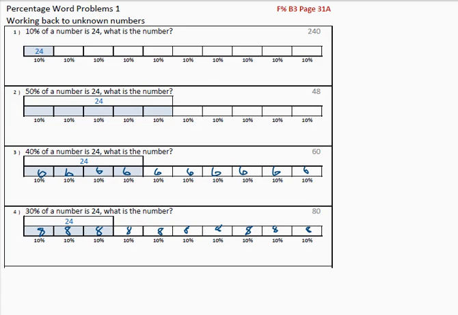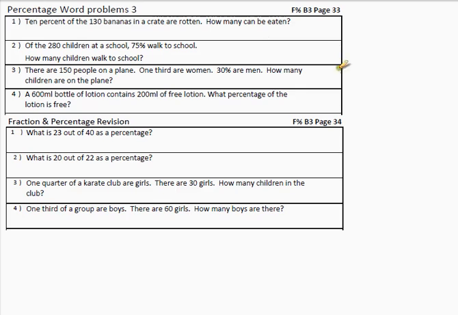Okay, we're moving on to a little bit more complicated word problems than what we've seen in part 1. Now these sums, 1/4, you can use what we've just learned working back to the number. Those you can do in that way. How would you do 23 out of 40 as a percentage? Do you want to pause the video first and see how many you can do? And then I will work with you through the ones that I think are difficult.